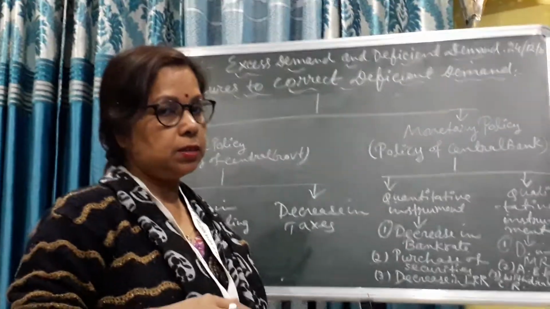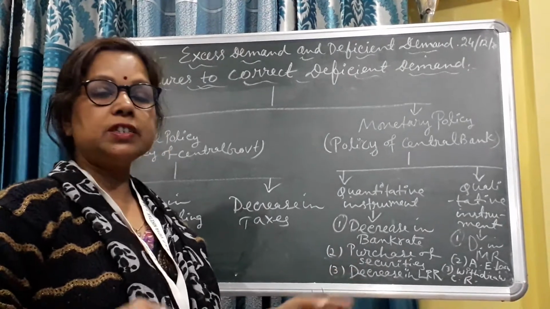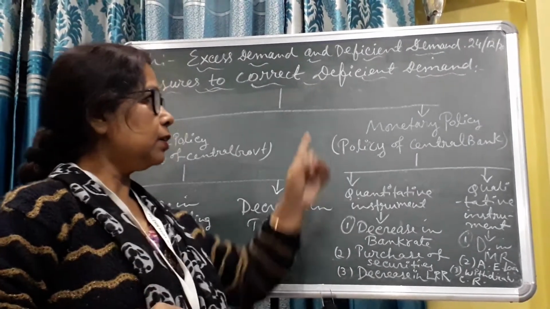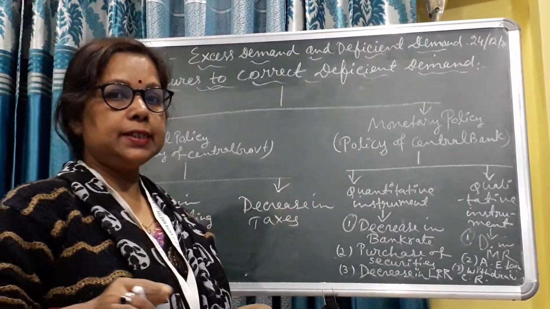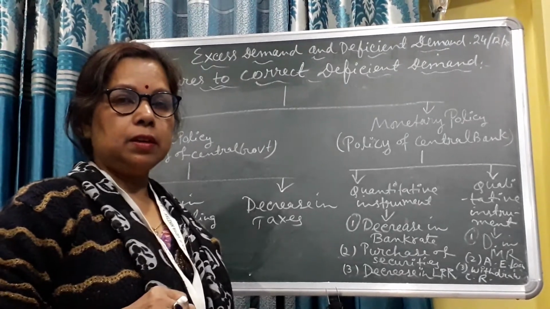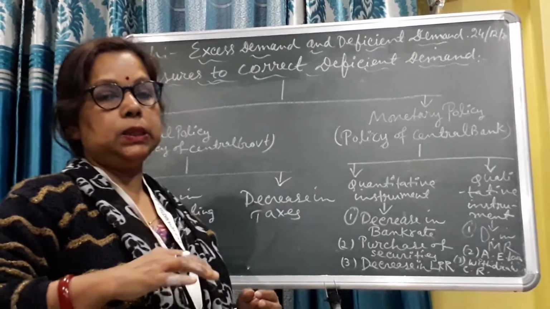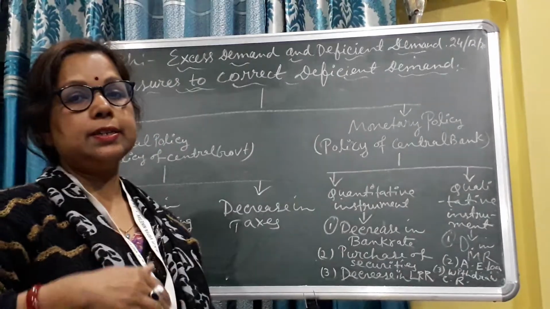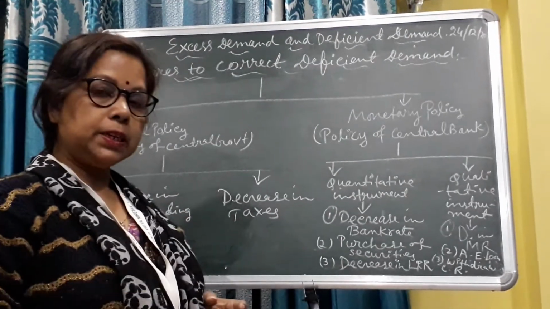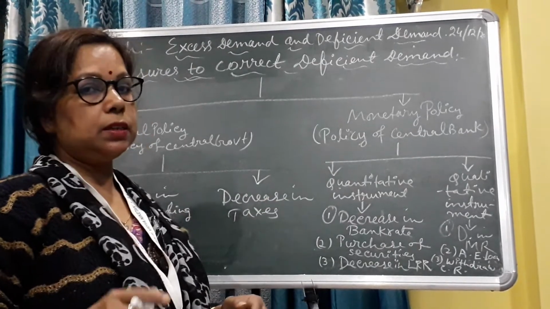So deficient demand is controlled. Number 2, purchase of securities. Purchase of securities is included in open market operation. In open market operation, when deficient demand is created in the economy, then the central bank purchases securities. As a result, the money supply increases in the economy. So when money supply increases, automatically aggregate demand increases and deficient demand is controlled.